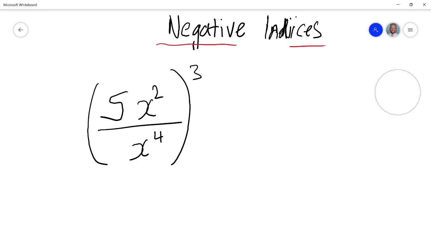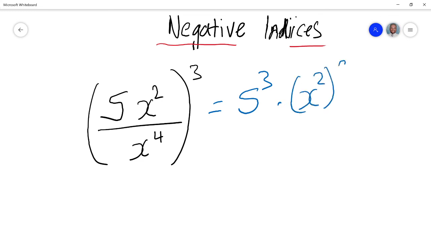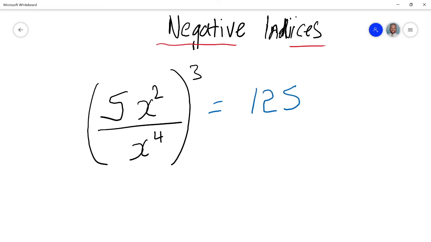Okay, so the first thing we need to do is work out what's in my brackets. That's the same as 5 to the power 3 and x squared to the power 3. Now we know 5 to the power 3 is the same as 5 times 5 times 5, and x squared to the power 3 is x to the power 2 times 3. So if I was to now write the complete answer, 5 to the power 3 is 5 times 5 times 5, which is 125, and x squared to the power 3 is x to the power 6 divided by x to the power 4.